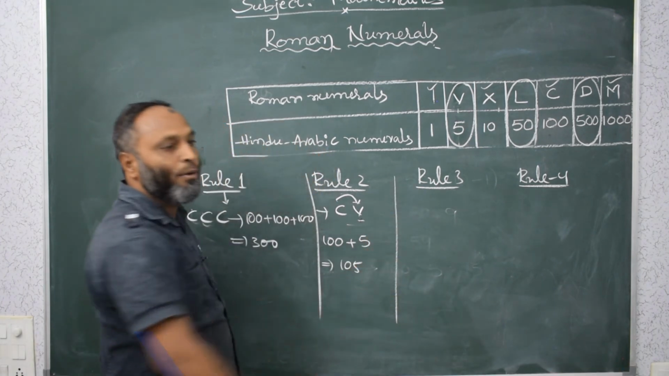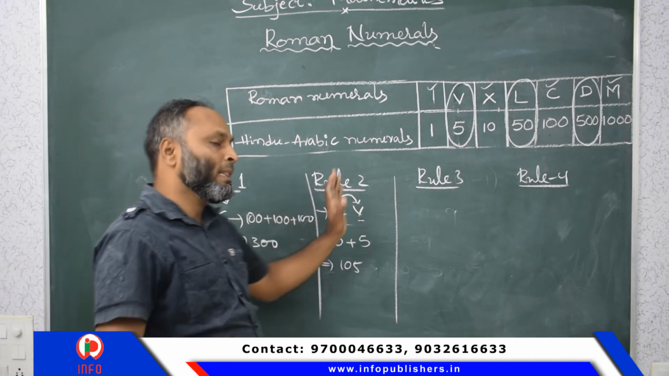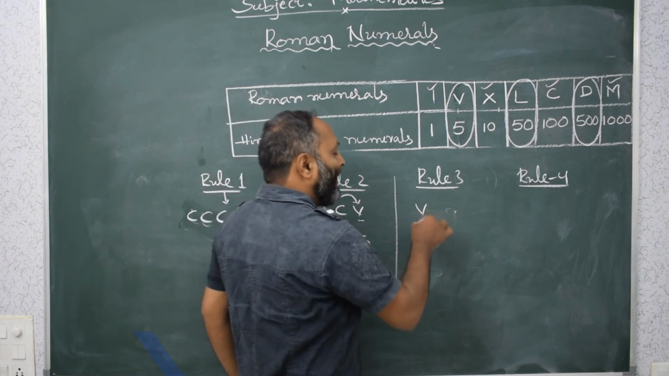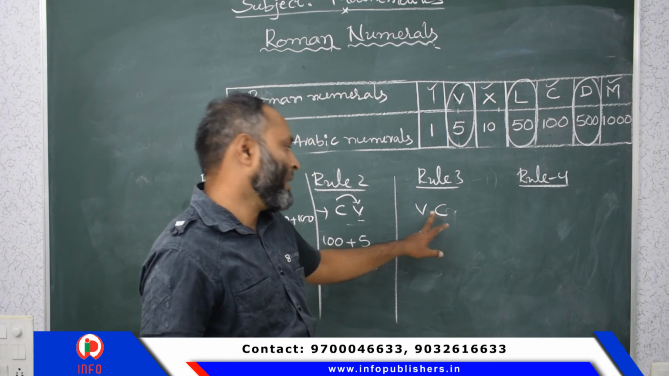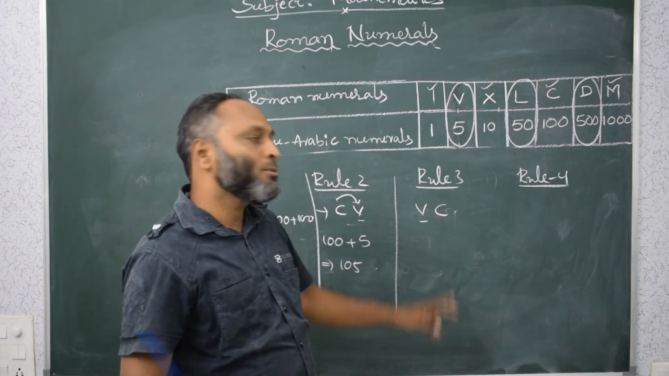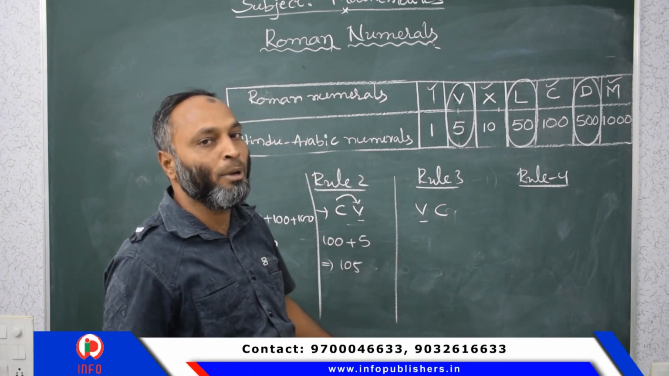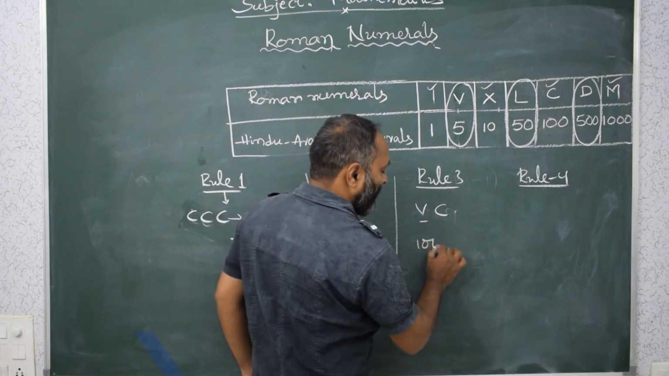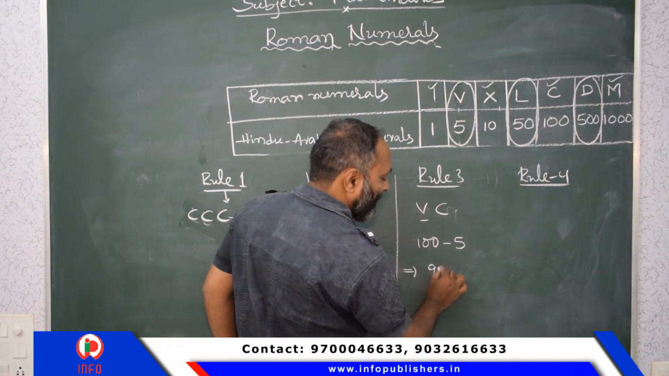Then in rule 3, what is there? In rule 3, the small Roman numeral is on the left side of the bigger one, like this. This is 100 and this is 5. This is the small Roman numeral, on the left side of the bigger Roman numeral. Then we have to subtract, like 100 and 5. 100 minus 5 is 95.